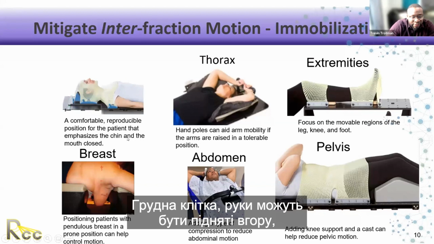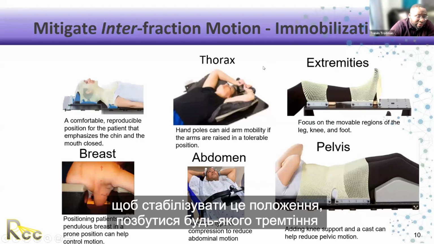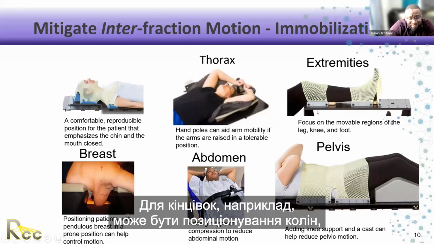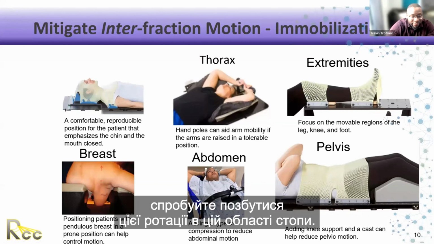Thorax, hand pulls can be up in the air, arms are raised in a tolerable position. You may give the patient some hand pulls to stabilize that position, to get rid of any shaking or anything of that sort. For extremities, an example may be knee positioning, and we put on something on the foot. And the big thing here is movable regions. You want to try to get rid of that rotation on that foot area.